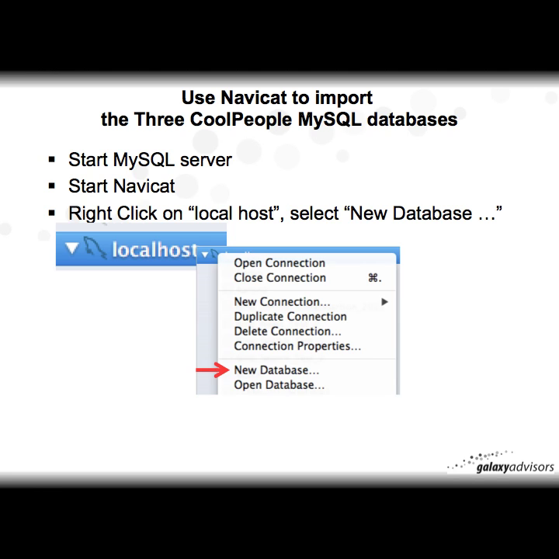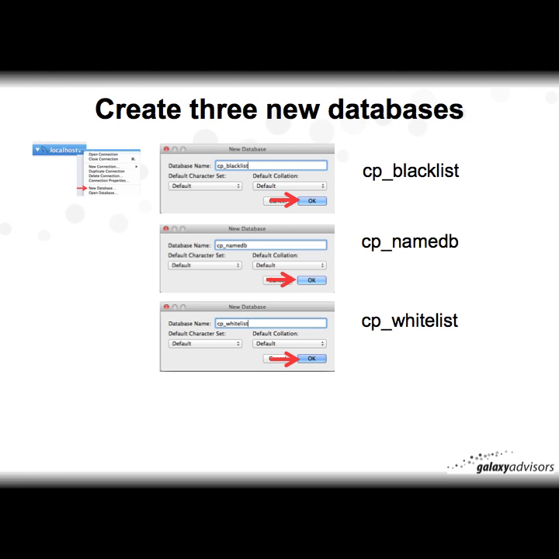So start MySQL server. If it isn't set up to start automatically, start Navicat. And then in Navicat, right click on the localhost and select New Database. What we're going to do is create 3 new databases. So after you click on New Database, a new database window is going to open. So insert for the database name CP_blacklist and click OK.